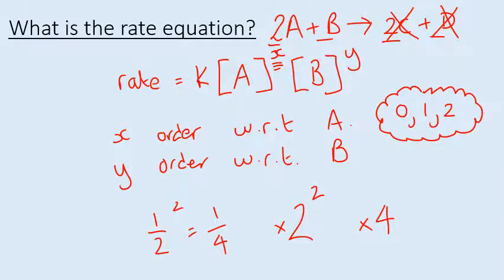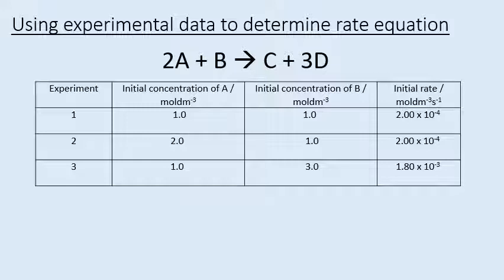So how do we determine the rate equation from experimental data? So let's have a look. So we've got a reaction here. Again, it's a very general equation. 2A plus B goes to C plus 3D.